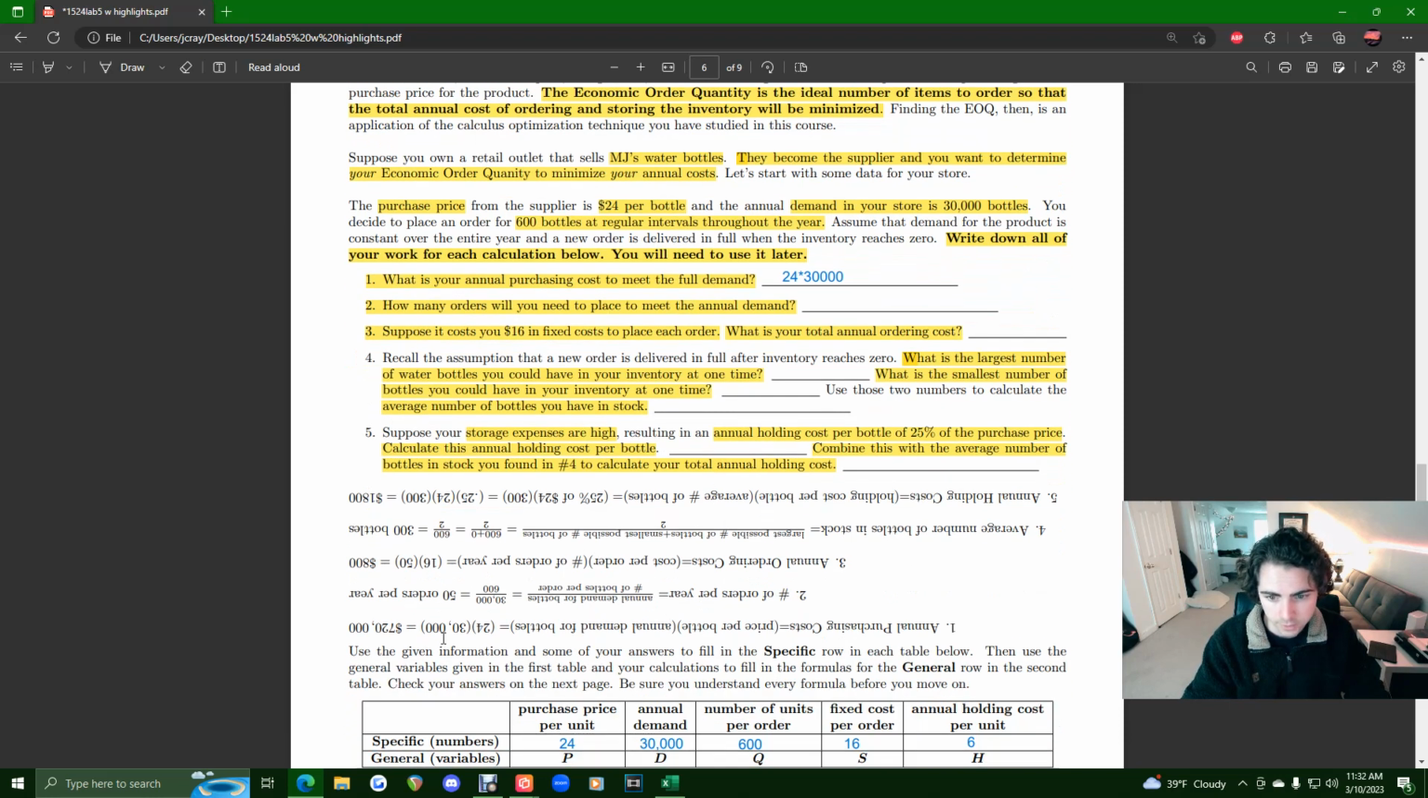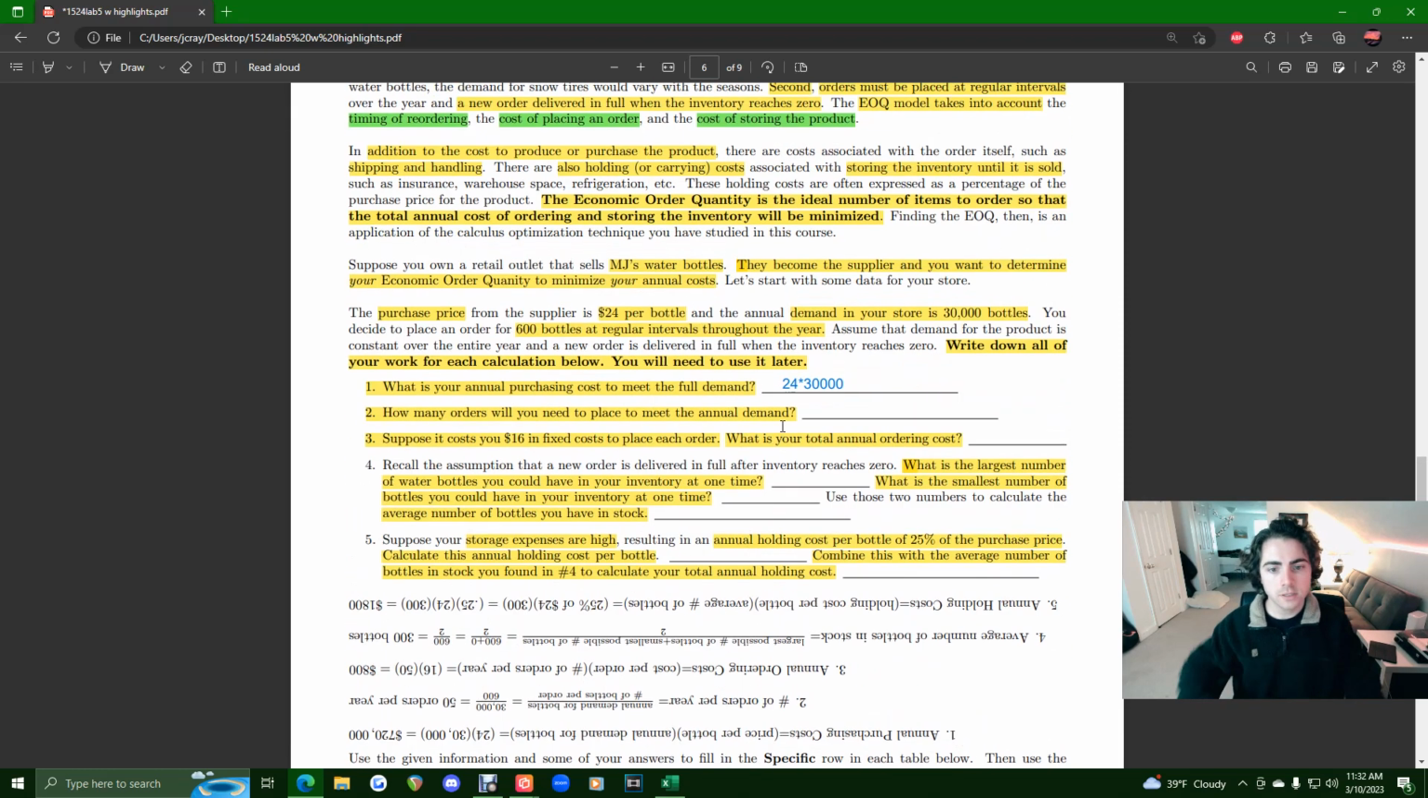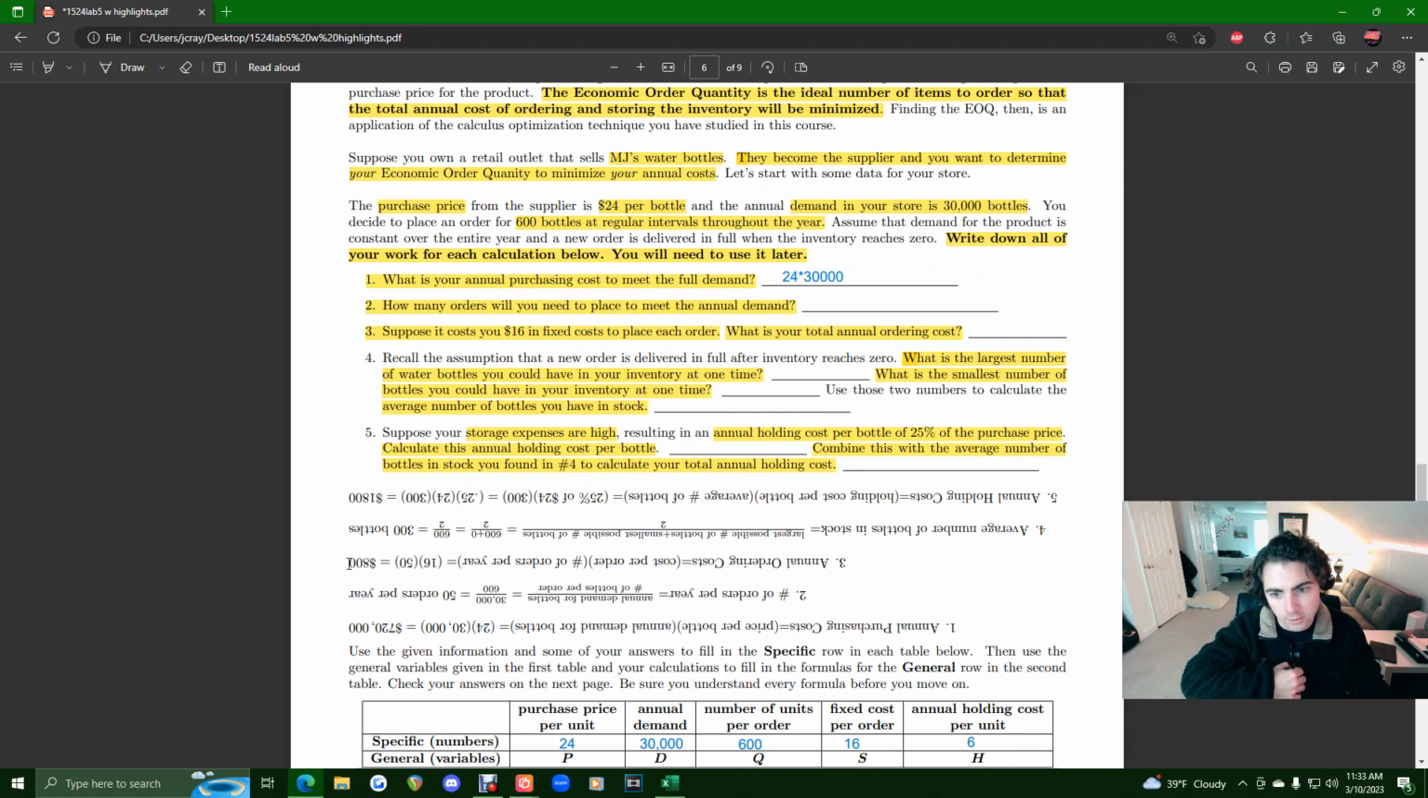I hope that's right. Let's see, we got the answers upside down. 30,000 divided by 600 is 50. All right, 50 orders per year. Suppose it costs $16 in fixed cost to place each order. What's your total annual ordering cost? Well, if you have 50 orders times 16 per order, that's $800.